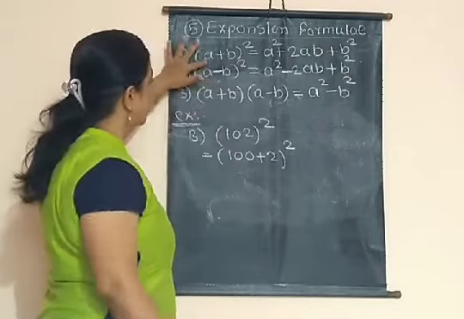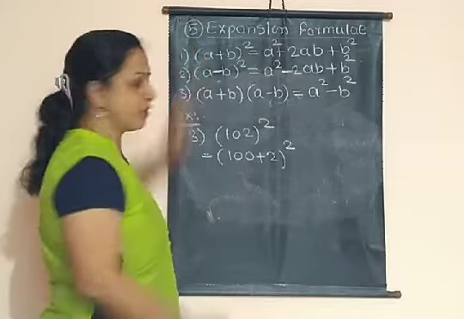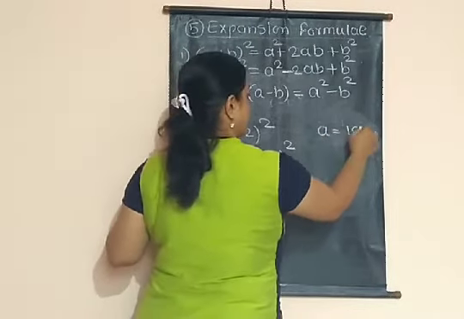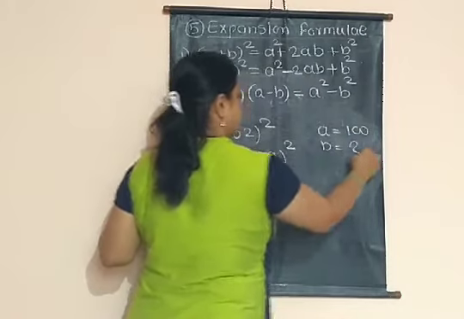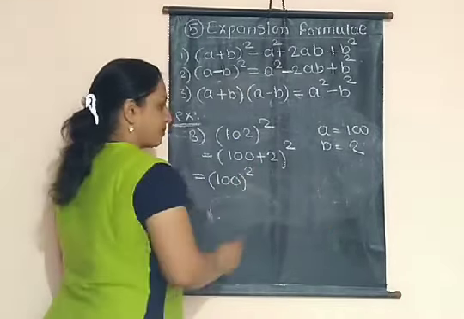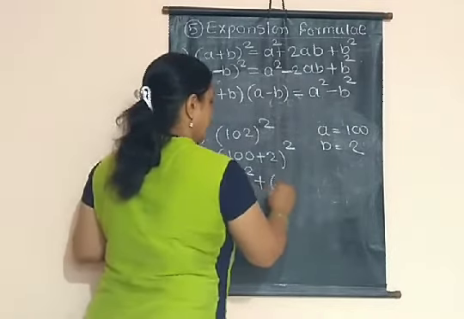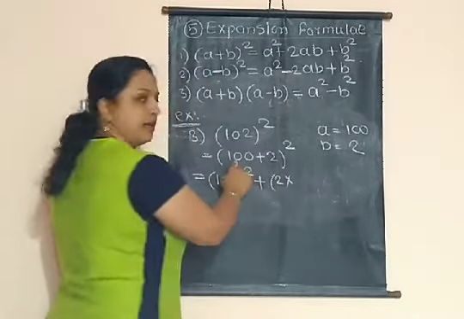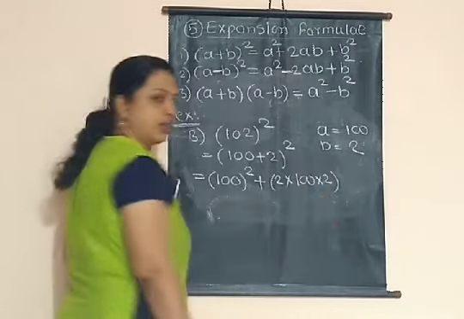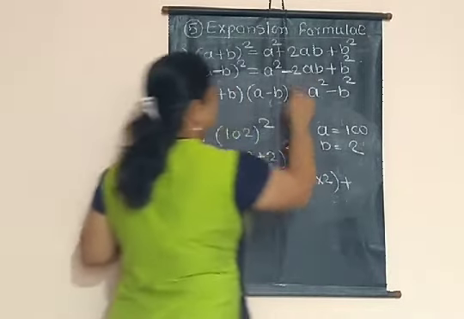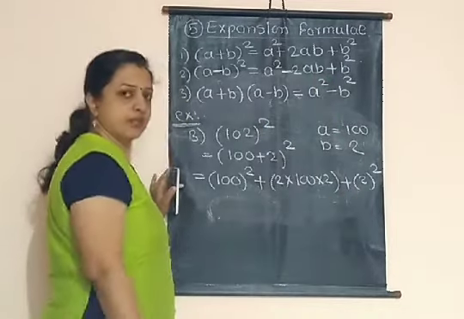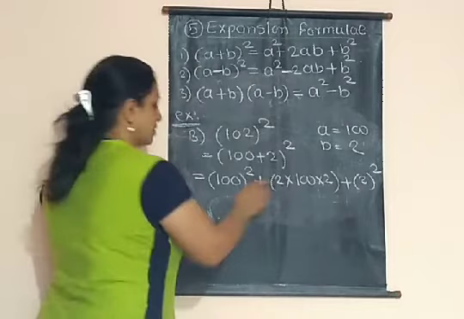So we have to solve it now by using this first formula. So here what is the value of a? 100, and value of b, that is 2. So first we have to take the square of 100, then plus sign 2 multiplied by a into b, that is 100 into 2. Okay, and then after that b square, it means 2 square. Got it? So let us solve this now.